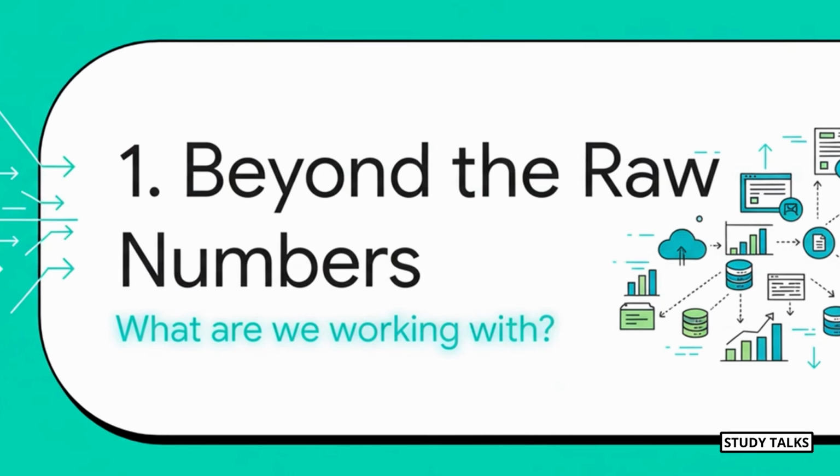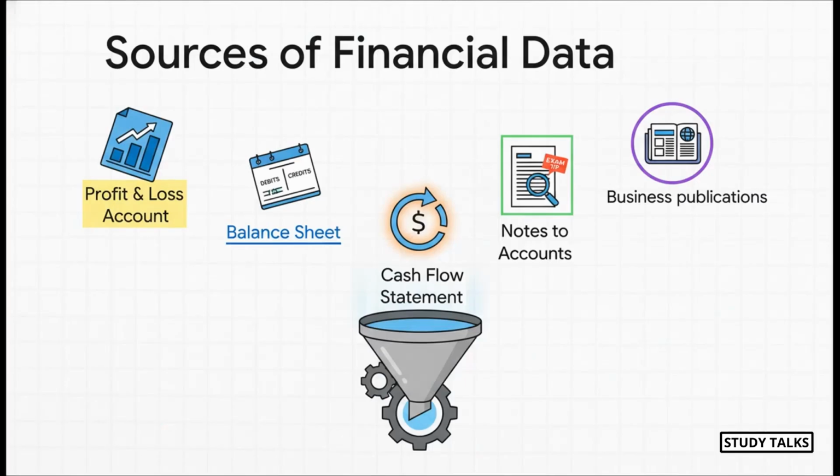Okay, first things first. Before we can analyze anything, we need to know what we're working with. Where does all this financial information actually come from? Our main sources are, of course, the company's own financial statements: the P&L, the balance sheet, and the cash flow statement. Oh, and don't ever forget the notes to accounts. That's where all the hidden gems of information are. We can also pull data from annual reports and even outside sources like business magazines. These are basically our raw ingredients.